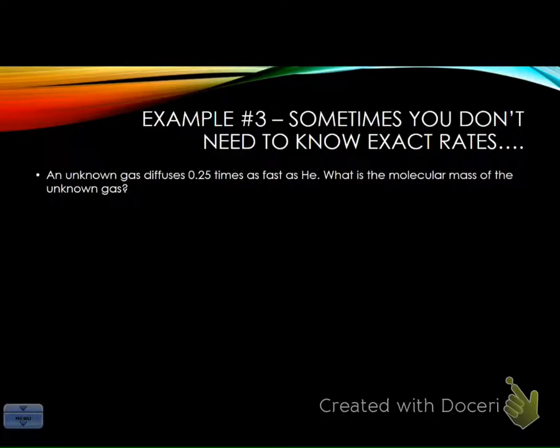Now this is the type of example problem with Graham's law that kids are more uncomfortable with. As you can see from the title here, sometimes you don't need to know the exact rates. So you're probably more comfortable with solving equations when you have something to plug in for every variable except the one you're trying to solve for. But sometimes in science you're not interested in particular values, you just want to know relative values, like something's twice as big as this one or it's 10 times bigger.